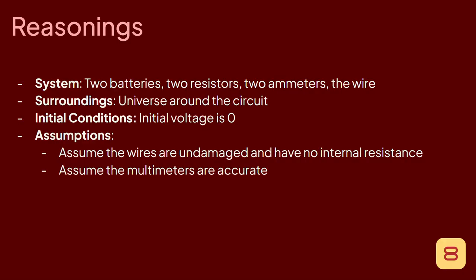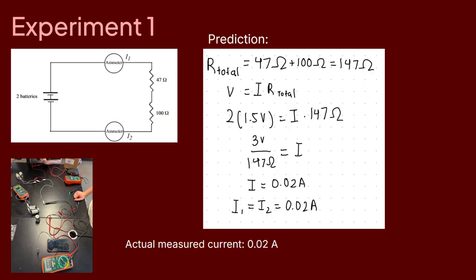So the system for the first experiment is the 2 batteries, the 2 resistors, the 2 ammeters, and the wire. And the surroundings would be the universe around the circuit. And the initial conditions for that would be the initial voltage is 0. So for assumptions, just assume that the wires are undamaged and have no internal resistance, and also assume the multimeters are accurate. For experiment 1, you can see this up here.